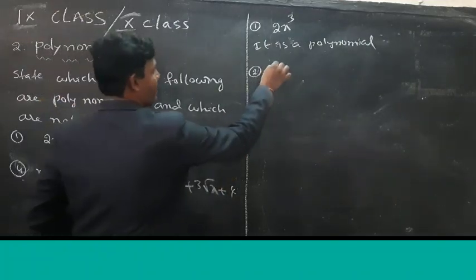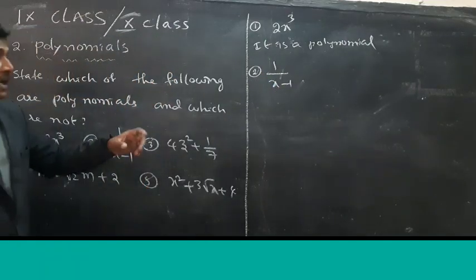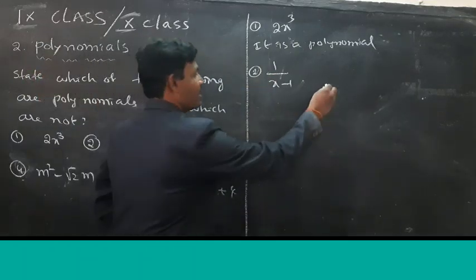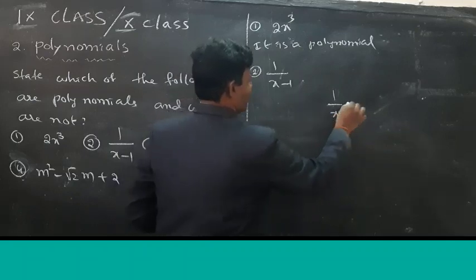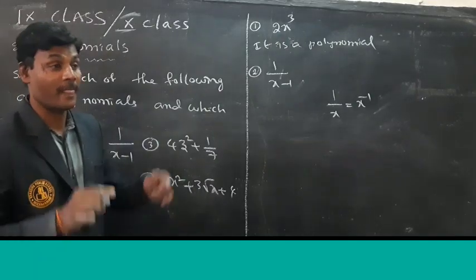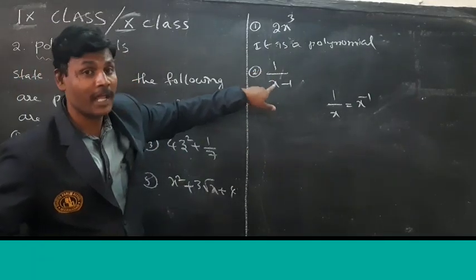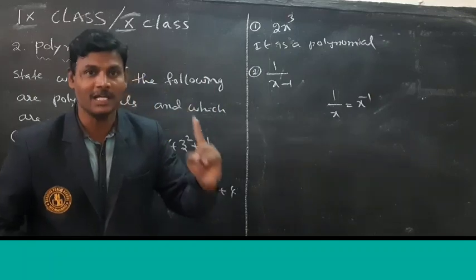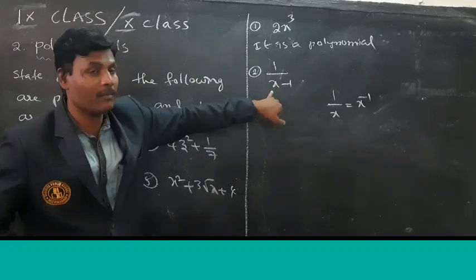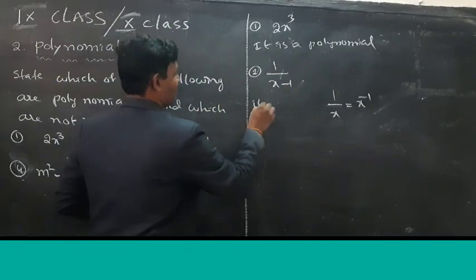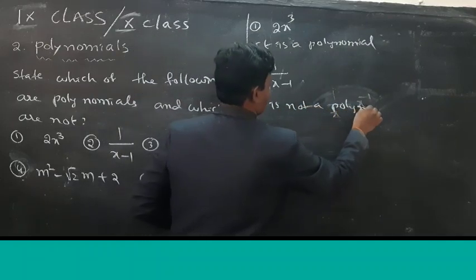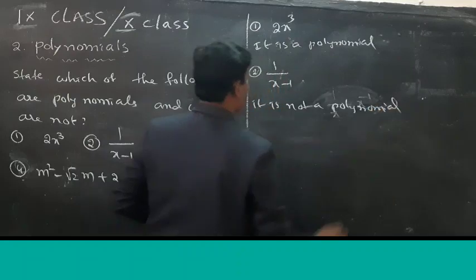1 by x minus 1. Here, the variable x is in the denominator. For example, 1 by x we can write as x power minus 1. It means in this question, the variable has a negative power. So, because of that, 1 by x minus 1 is not a polynomial. Why? Because here the variable power is negative. It is not a polynomial.